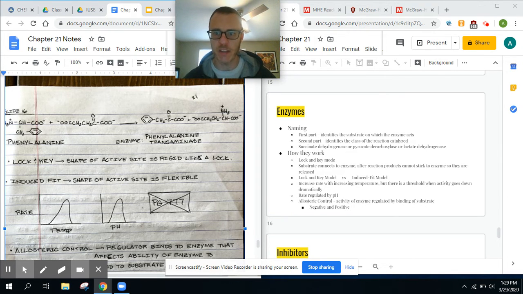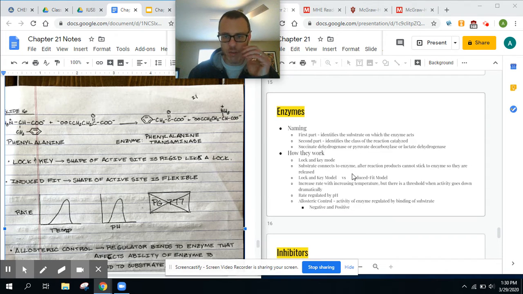The second part identifies the class of the reaction catalyzed. Here are some examples: succinate dehydrogenase, pyruvate decarboxylase, or lactate dehydrogenase. Here we have phenylalanine, and we get a transfer of an NH3 group. So this is phenylalanine transaminase. What those do is they move amine groups. So there's our enzyme.